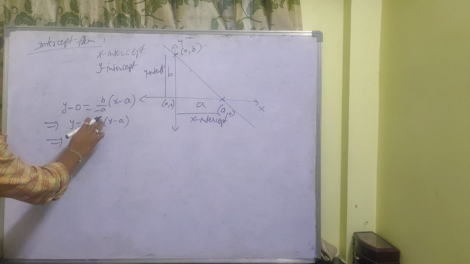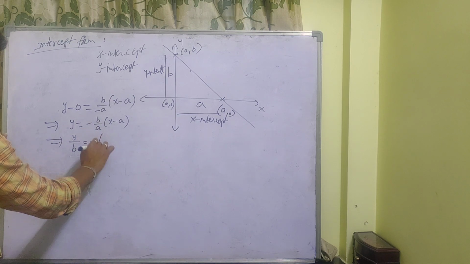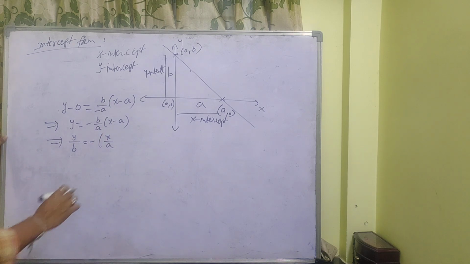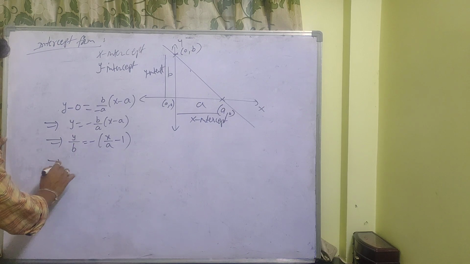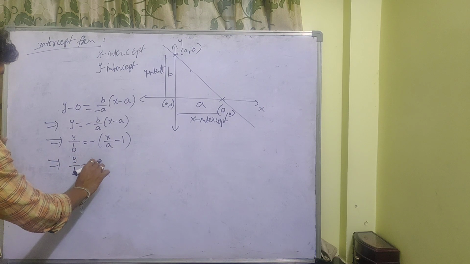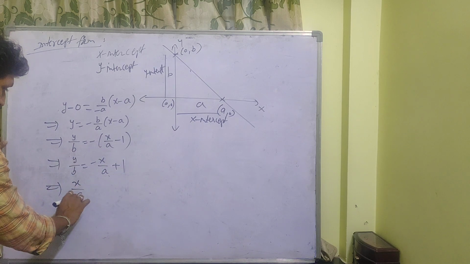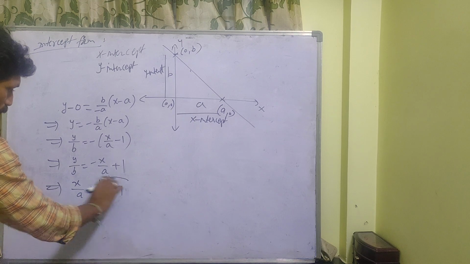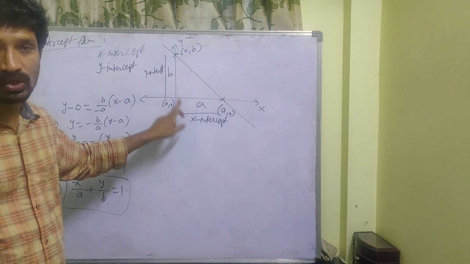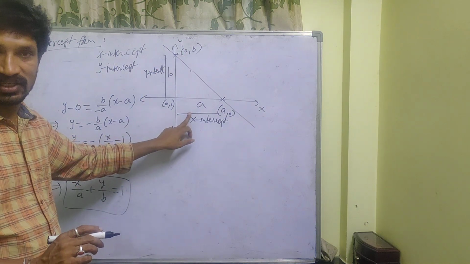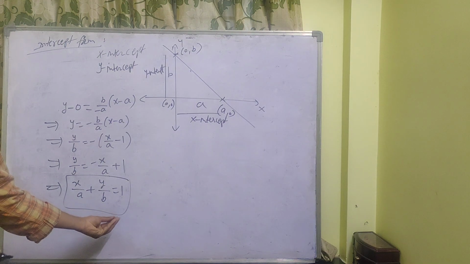Here this b transposes to this side: y by b is equal to minus of this, with a multiplied in both terms in the denominator. So this is 1. This is nothing but y by b is equal to minus x by a plus 1. This x by a also transposes to this side. What you have? x by a plus y by b is equal to 1. This is nothing but the intercept form. So whenever you know the two intercepts, the x-intercept is a and the y-intercept is b, then the equation of the line is x by a plus y by b is equal to 1.